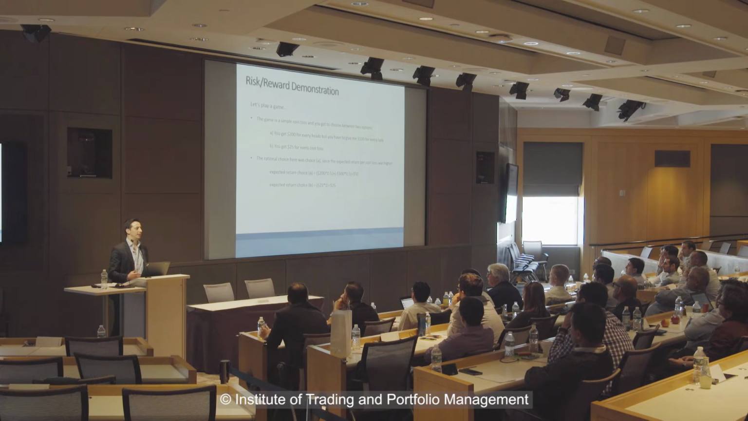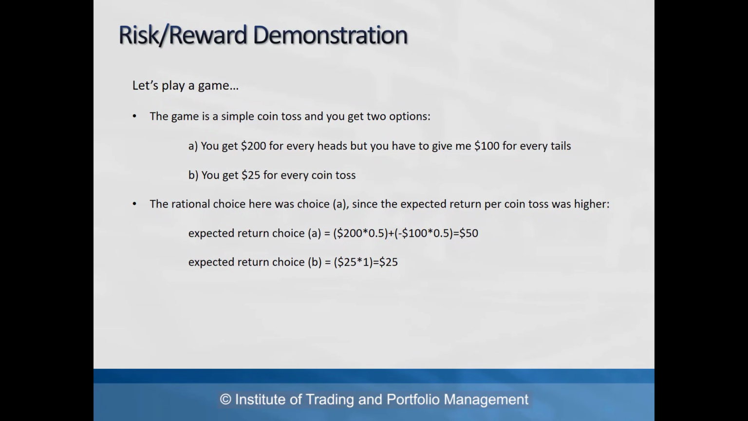That's the rational choice. The reason being that the expected return per coin toss is higher for option A. So we calculate expected return simply by taking the probability of an outcome times the payoff of that outcome. For choice A, it's $200 times 50% for heads, plus minus $100, because you give me $100 for every tails, times 50%: $50 per coin toss. That's your expected return. Whereas in option B, it's only $25, which is guaranteed every coin toss.